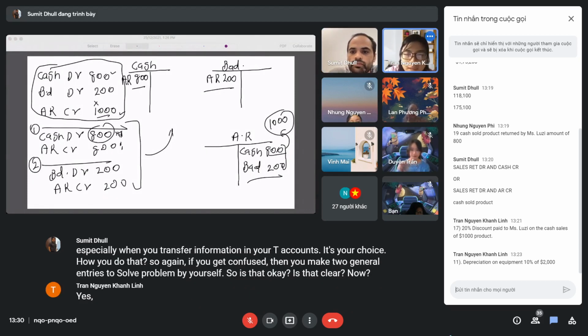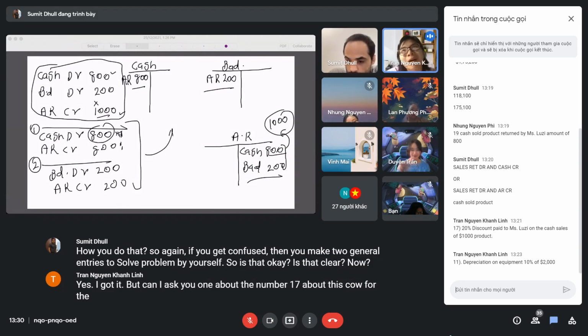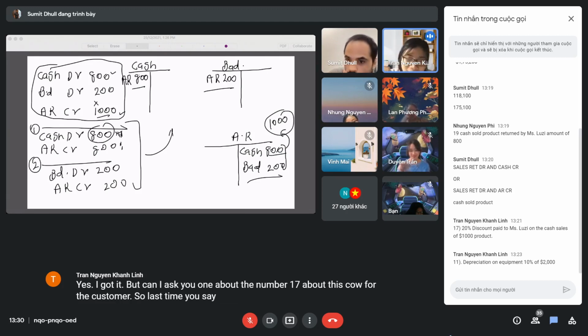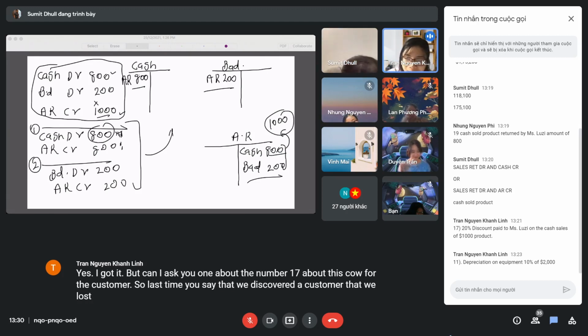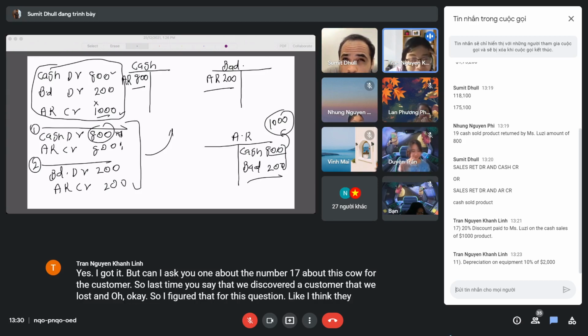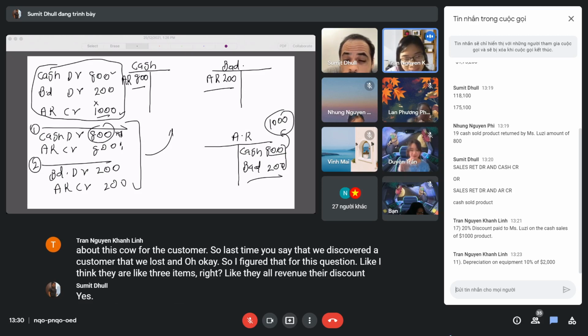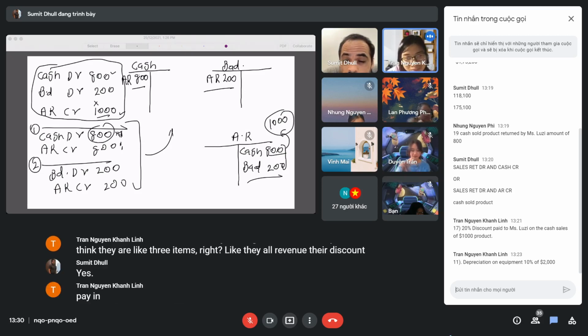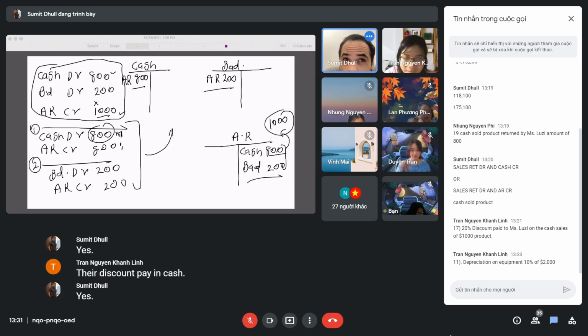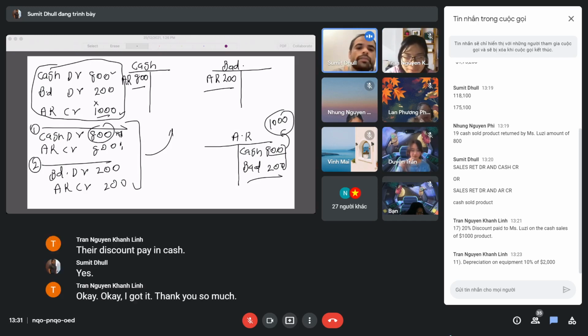Yes, I got it. But can I ask you one about number 17, about discount for the customer? Last time you said that we discount for the customer that we lost. So I figured that for this question there are 3 items: revenue, discount paid, and cash. Right? Yes. Okay, I got it. Thank you so much.